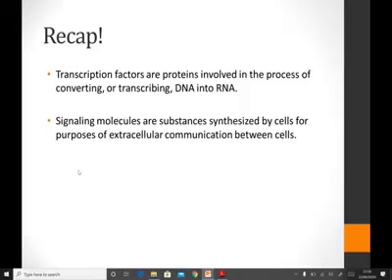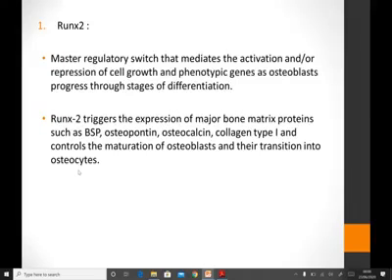So transcription factors basically are proteins that are involved in the conversion of DNA into RNA, and signaling molecules are substances that basically are involved in the extracellular communication between the cells. And these two molecules, transcription factors and the signaling molecules, have a very important role in the formation of the osteoblasts.